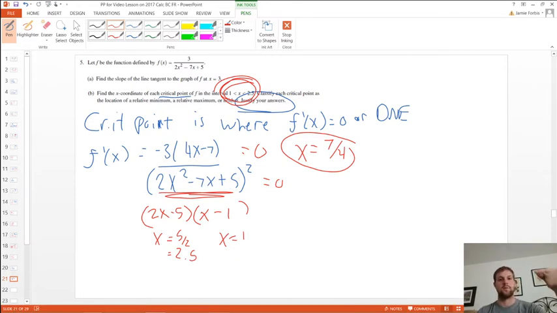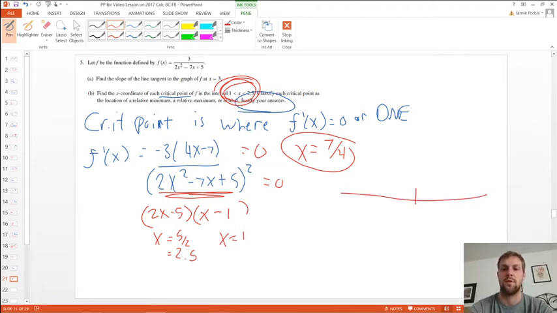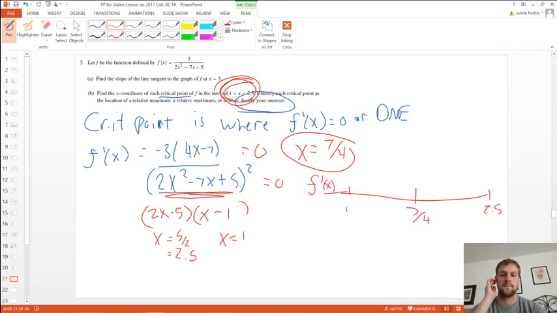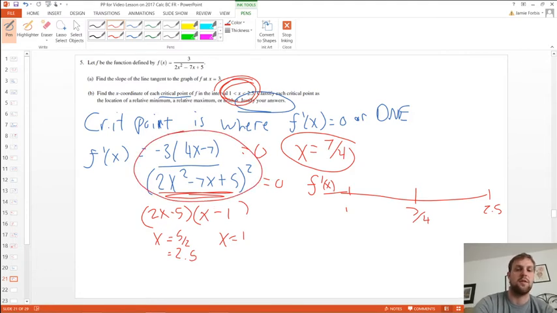Now, to identify if that critical point is a minimum, maximum, or neither, we're simply going to think about the sign change at that point. So here we're at 1, this is 2.5, and we're testing right here at 7/4. We're testing f prime of x. If I try 2, that's a little bit to the right of it, and remember, I'm testing that in my derivative. Any number I plug in on the bottom, because it's squared, is going to be positive, so I'm really just worried about the top. If I plug in 2, that's a negative times a positive, so negative on top and a positive on bottom. So we have a negative right here.